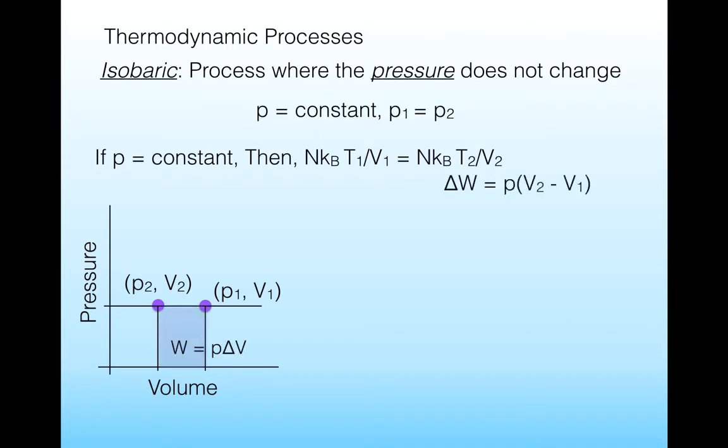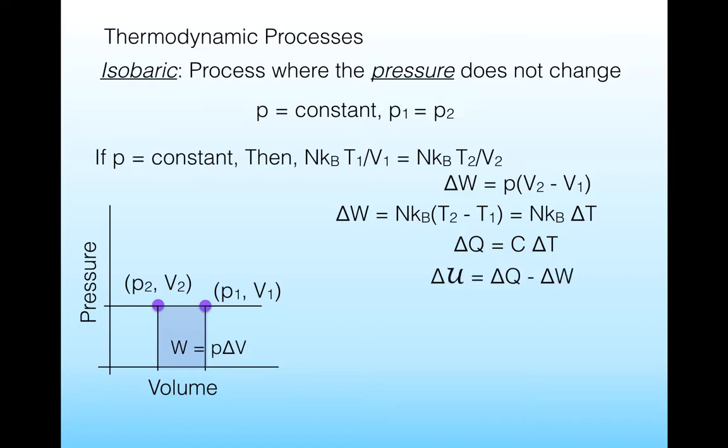We can find the work done by this system, which is just equal to that constant pressure times the change in volume. Interestingly, the change in volume is directly proportional to the change in temperature. So we can write that the work done is just equal to NkB delta T. Delta Q is, as always, equal to the heat capacity times the change in temperature. And putting this all together into the ideal gas law, we have both a heat term and a work term that must go into it.